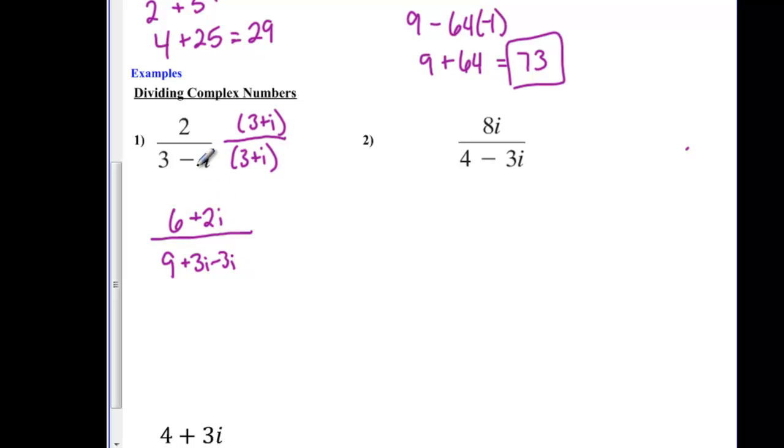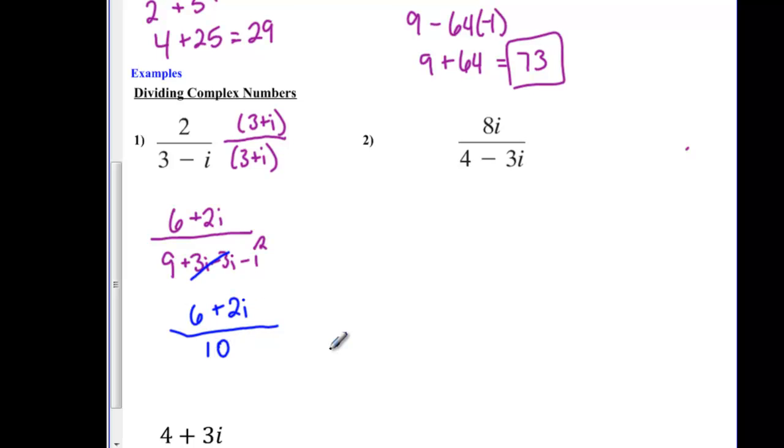So now we're feeling really good. Then we have negative i times positive i, which would be negative i squared. The top stays the same: 6 plus 2i. And on the bottom, the i's cancel, and then we have 9, and minus i squared, which becomes a positive 1. It's the same as minus negative 1, which becomes a plus 1. So if I have 9 plus 1 on the bottom, I've got a 10.